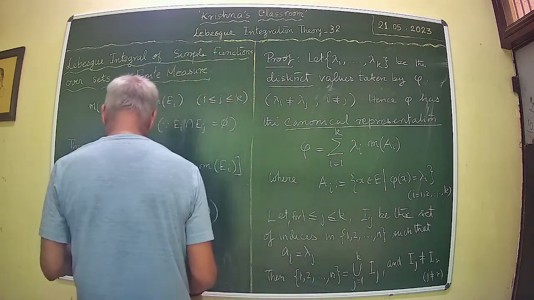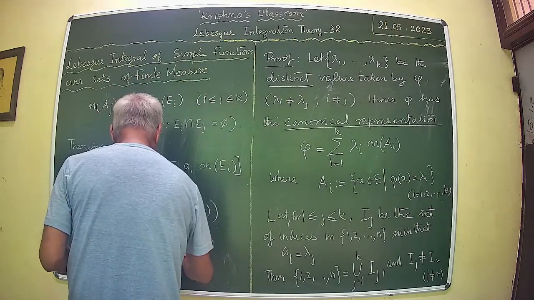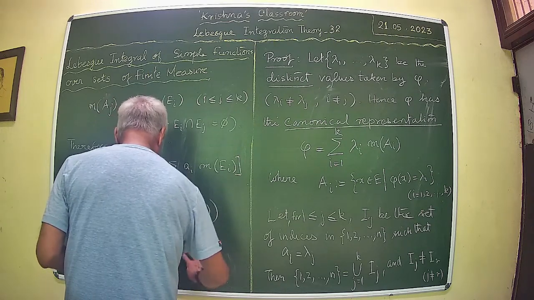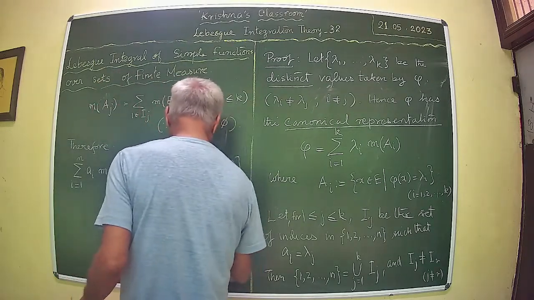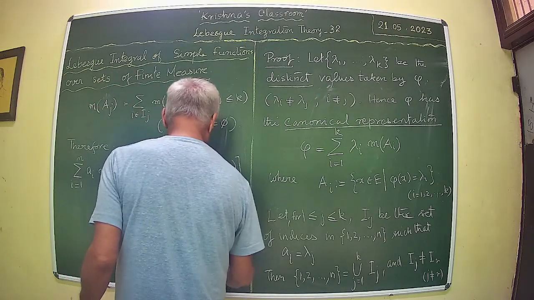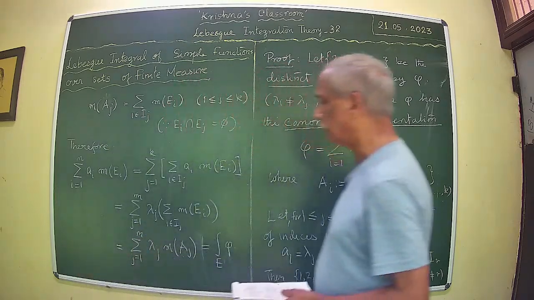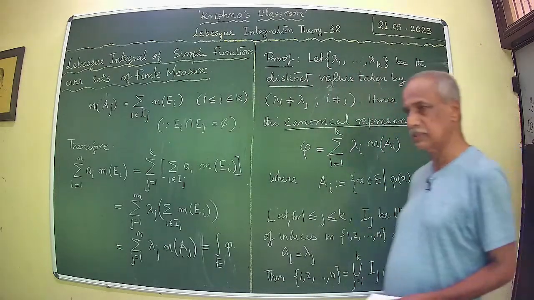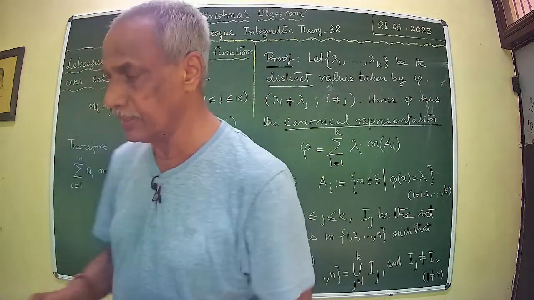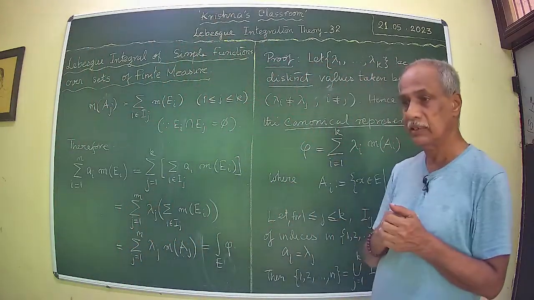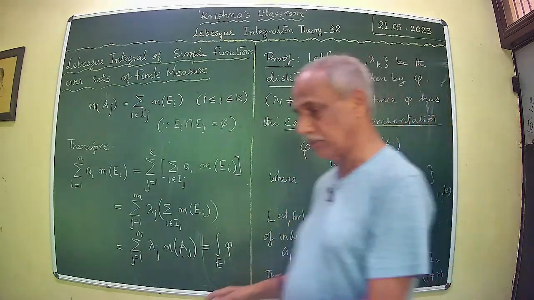Okay, so let us write. So lambda_j, and that by our definition, this is the integral, so that completes the proof. Therefore, we have successfully got rid of the requirement that all the a_i's are distinct. So that's what we have achieved in this theorem.